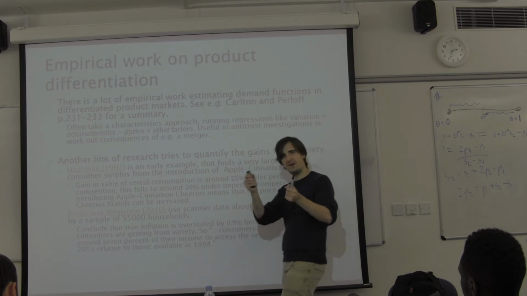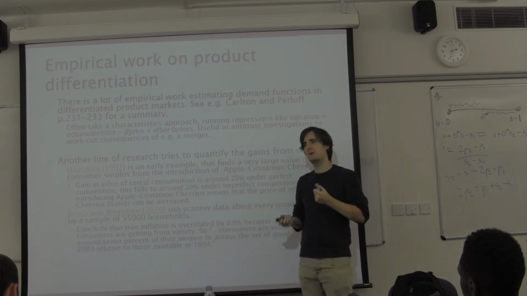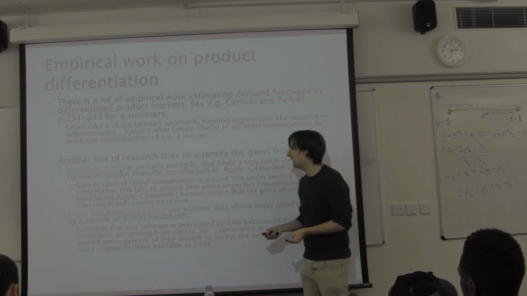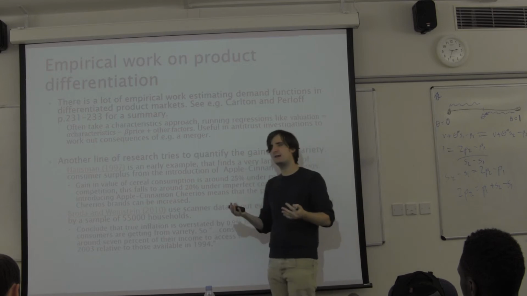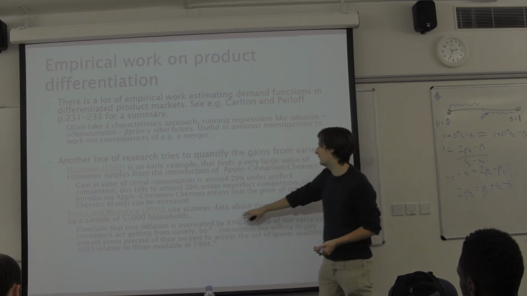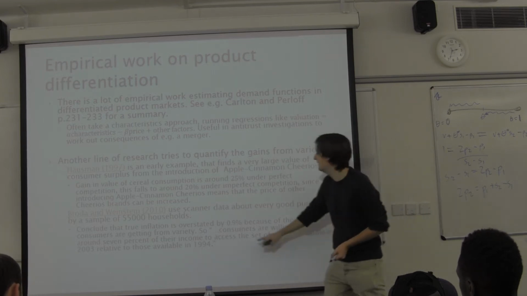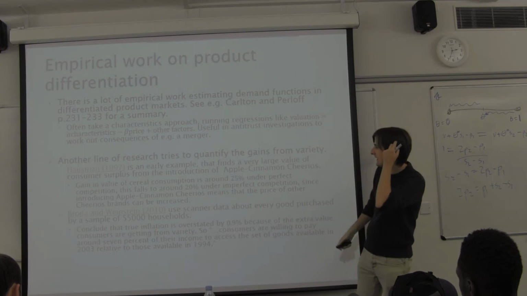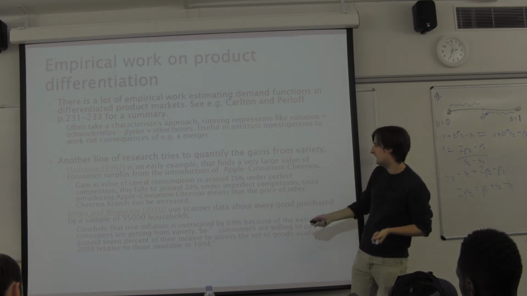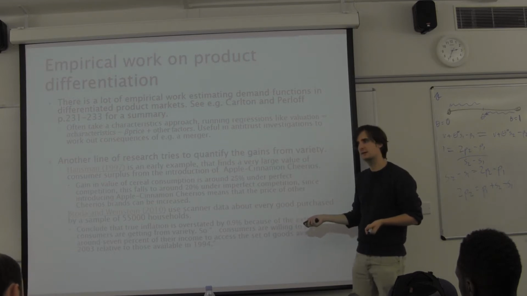So with this very fine level data, we're able to directly estimate what these consumers would be prepared to pay for another brand. And they find that these consumers really value variety, they're getting a lot of extra value from it, and this means that true inflation is overstated. And there's a nice quote here. They say, consumers are willing to pay around 7% of their income to access the set of goods available in 2003 relative to those available in 1994.